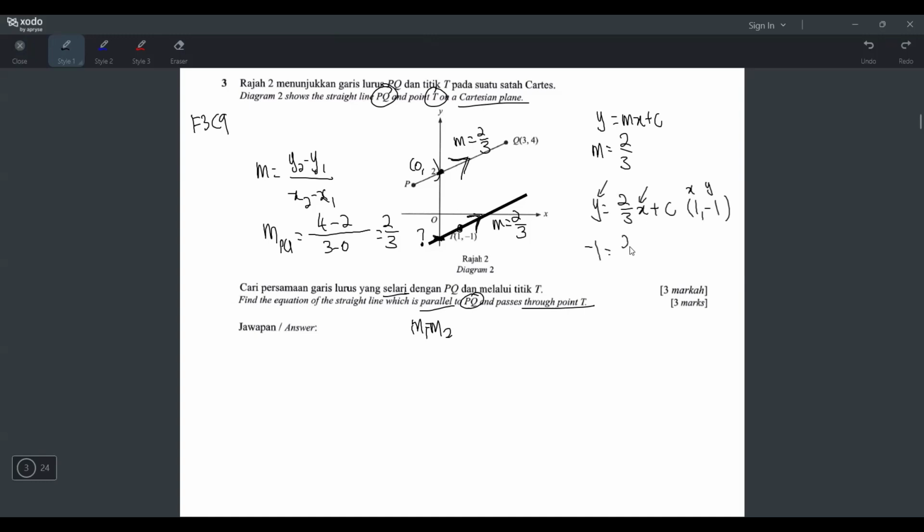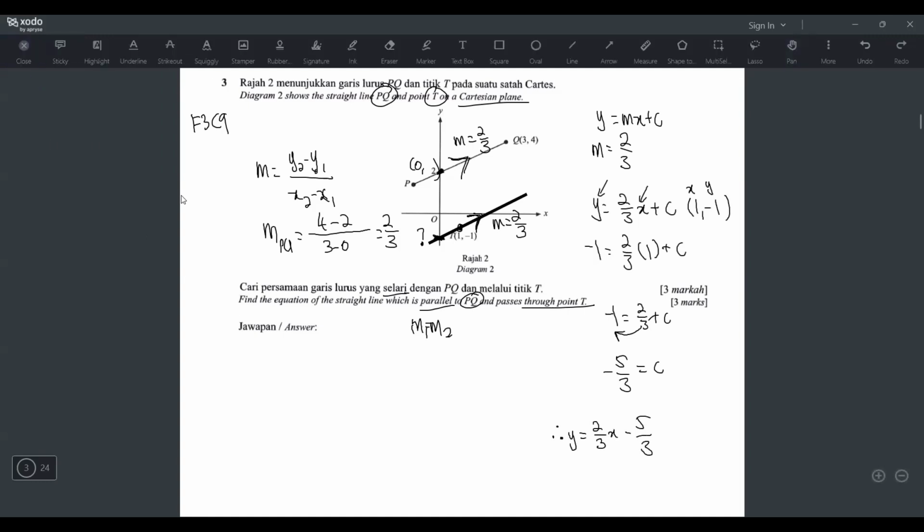So -1 equals 2 over 3 times x plus c. So -1 equals 2 over 3 plus c. C equals to -5 over 3. Okay, you can use your calculator to help you. Just press -1 minus 2 over 3, you get the answer. Okay, now we can write our equation. So dot, y equals mx plus c. So y equals 2 over 3x minus 5 over 3. So this is the equation of straight line, right? So, sudah siap.